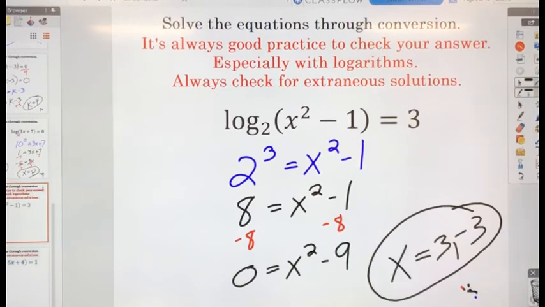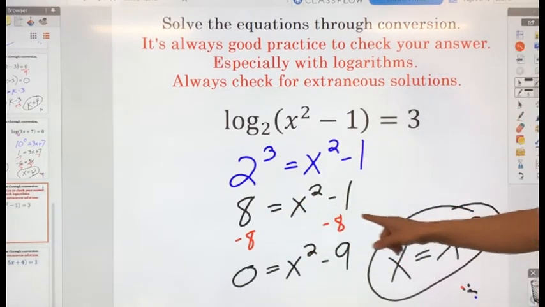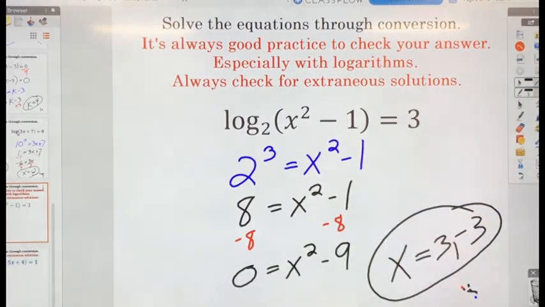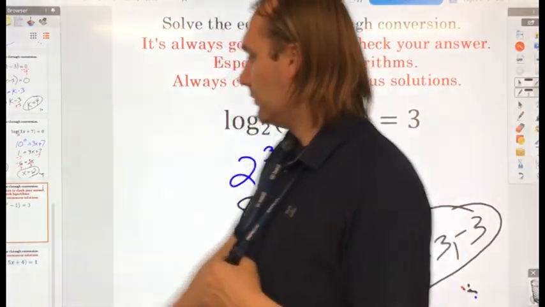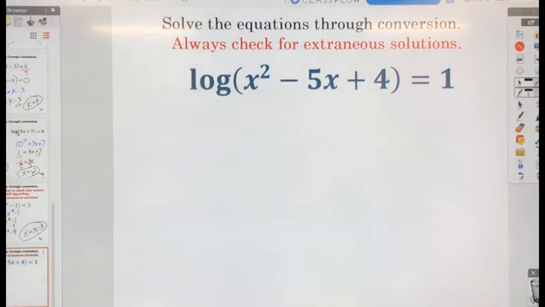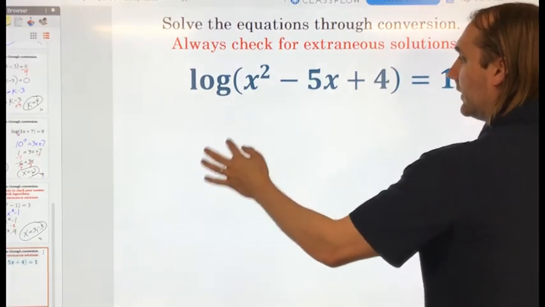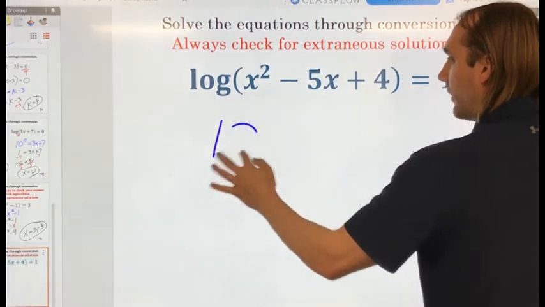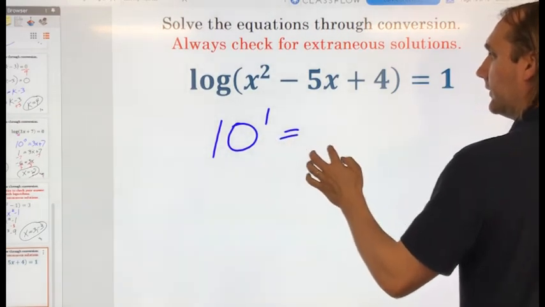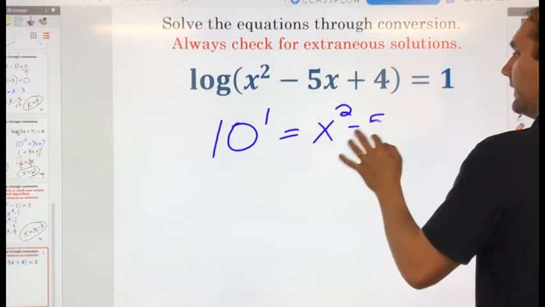Same deal, except instead of ending up with a linear term, we end up with a quadratic that we should know how to solve in our sleep by this point. So let me have you answer this problem. Log with a base of 10 of x squared minus 5x plus 4 equals 1. Solve for x. As an exponent, what's my base? 10 to the power of 1 equals x squared minus 5x plus 4.